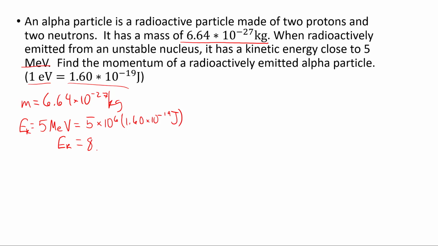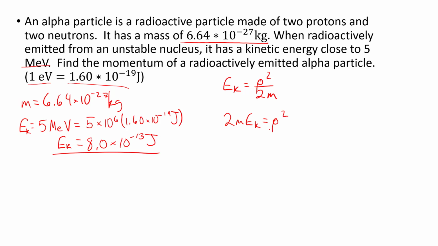We get about 8.0 times 10 to the minus 13 joules of kinetic energy. Now let's use our equation and find the momentum. We know that Ek equals p squared over 2m. So if I multiply both sides by 2m, I get 2m times our kinetic energy is p squared. If I square root both sides, I get p equals the square root of 2 times the mass times our kinetic energy. Plug in our numbers.